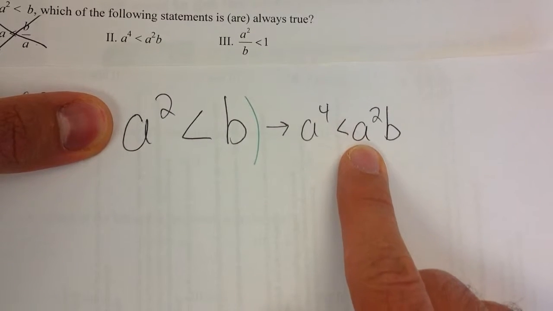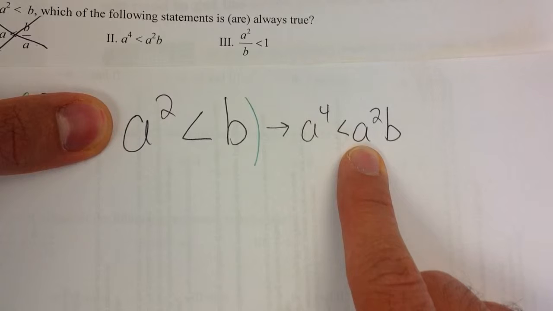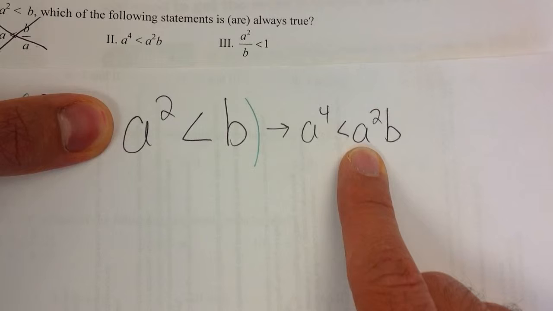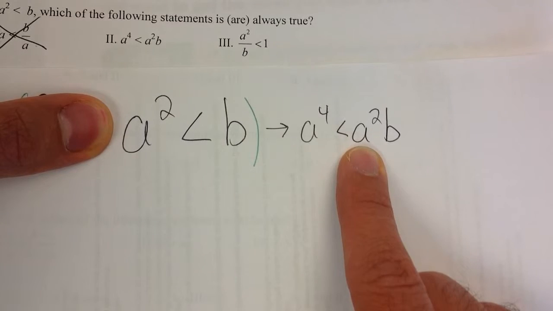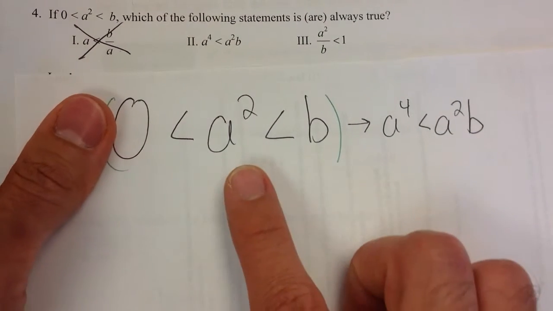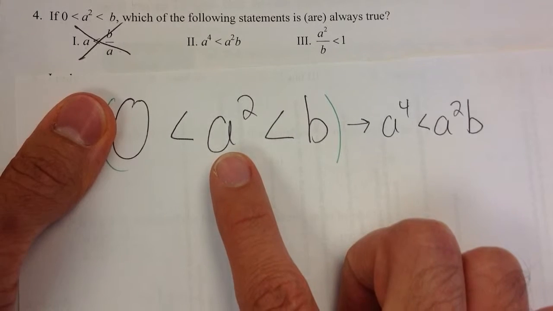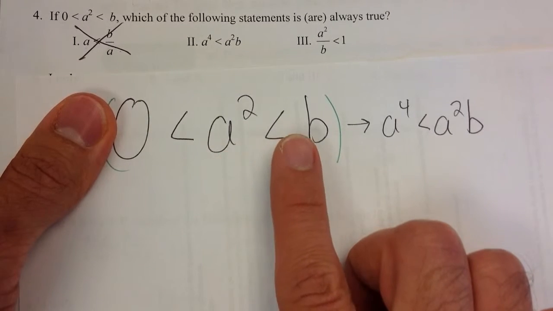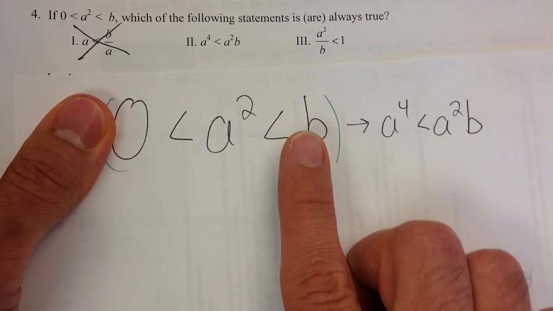Does this have to be true? No. Yes. Jake, why not? Because a could be 2 and b could be like 1,000,000. Oh no, wait. I take that back. Okay? a could be 4 and b could be like 2. But take a look at your original thing here. If a is 4, 4 squared is what? 16. Is 16 less than 2? Oh, so b has to be bigger. Oh yeah, then it would make sense.